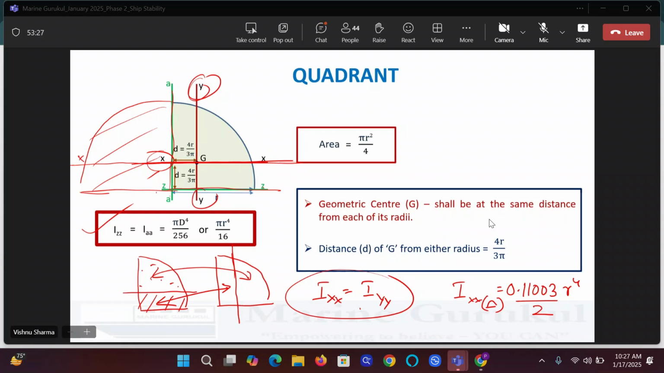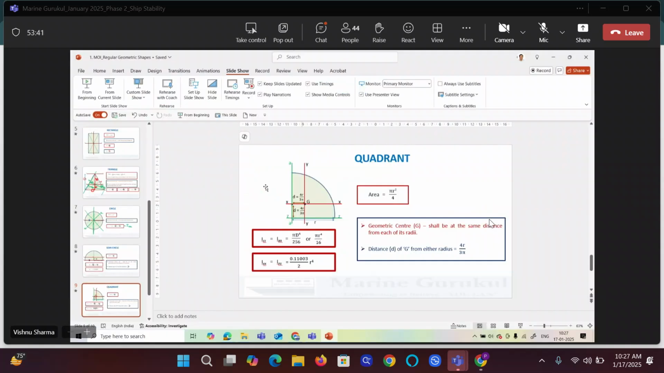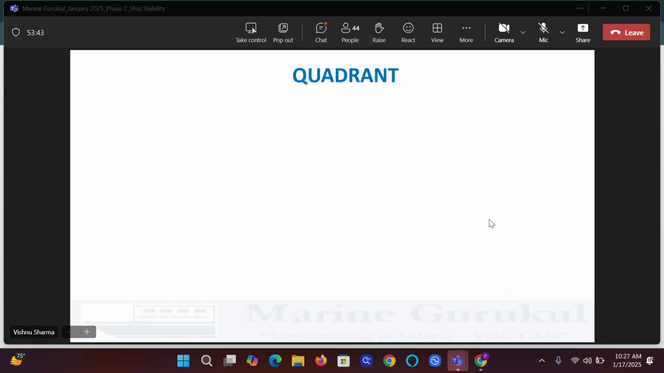Correct, beta? When I'm talking of quadrant, have you understood? No? Okay, let me do it again. No problem. Don't worry. Don't force yourself to accept. I can make out from the response whether people have understood it or not. Don't worry. Okay.